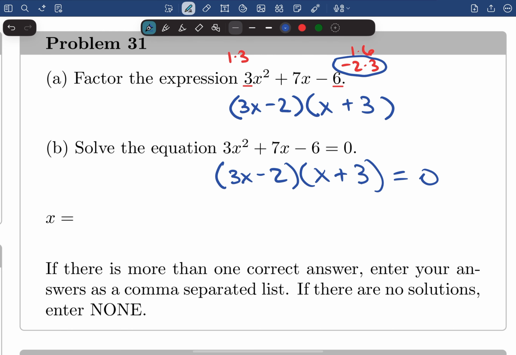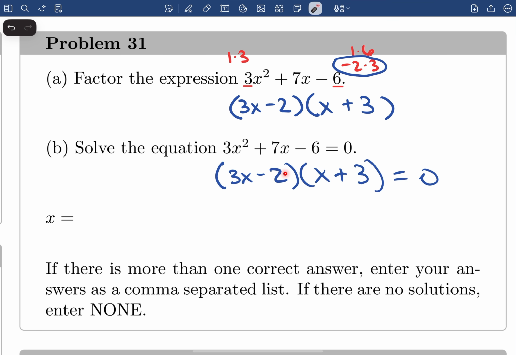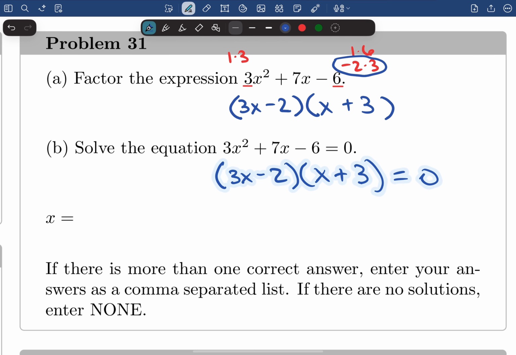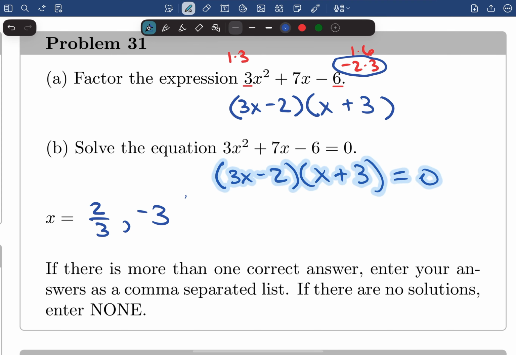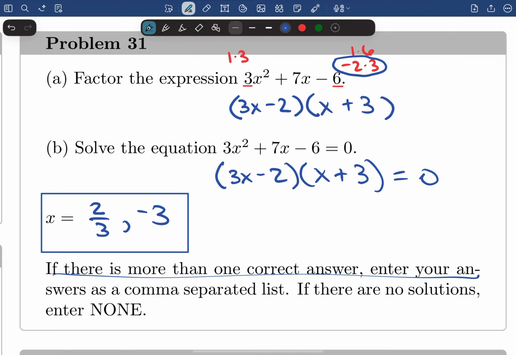And now I say, well, what are the solutions for x? Well, this x is make this opposite, divide by this: 2/3, right? Positive 2 divided by 3. And then this x, well, it's negative 3 because negative 3 plus 3 equals 0. It's negative 3. Done. We have solved. And I did it according to the instructions: enter your answers as a comma separated list, right?